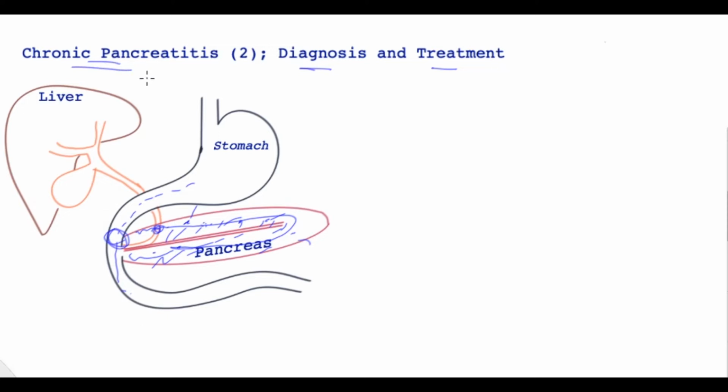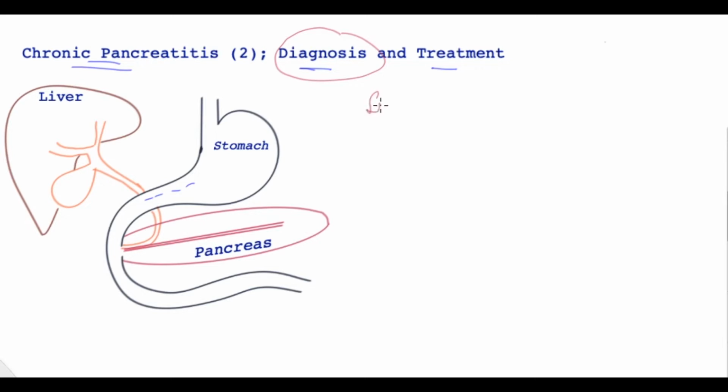Patients with chronic pancreatitis are also prone to complications, such as formation of a pseudocyst, bleeding, obstruction due to fibrosis, and a high risk of cancer. So how do we diagnose chronic pancreatitis?